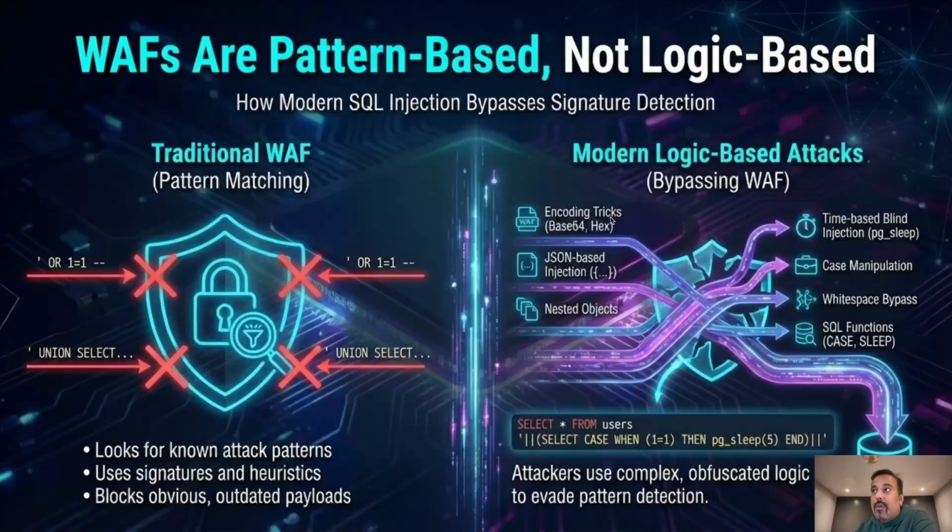I mean, if you encode your input, they're not able to understand it. JSON based injection, which is very common. Nested objects, which is linked with time based SQL injection. Case manipulation, whitespace bypass, SQL functions, case and sleep. Let's look at this one: select star from user, and then you put your single quote and concatenation, select case when 1 equals 1 then pg_sleep. An attacker can use complex and obfuscated logic to evade the pattern detection. That's where the traditional web application firewall won't work.